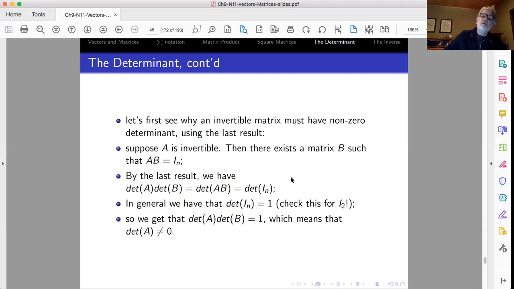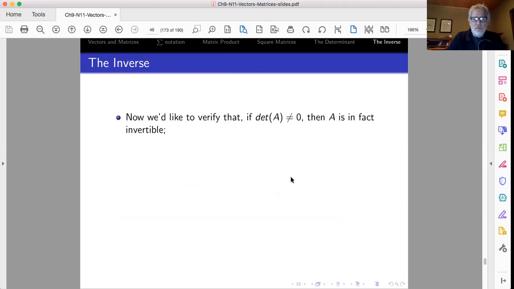It turns out that the other direction is also true. So if the determinant is not 0, then the matrix is invertible. For that direction, I'm going to do it only for 2 by 2 matrices, okay? So this is exactly what I'm saying here. I want to show that if the determinant of a matrix A is not 0, then A is invertible. It has an inverse, okay?